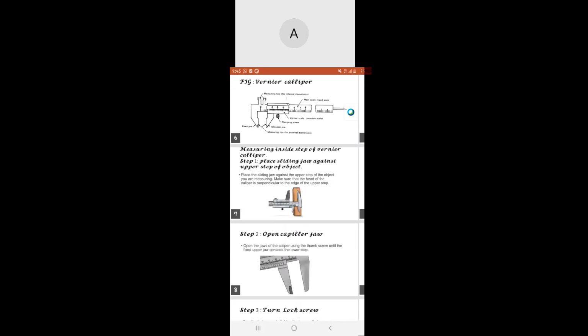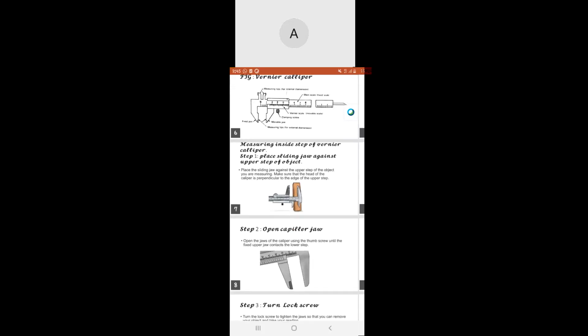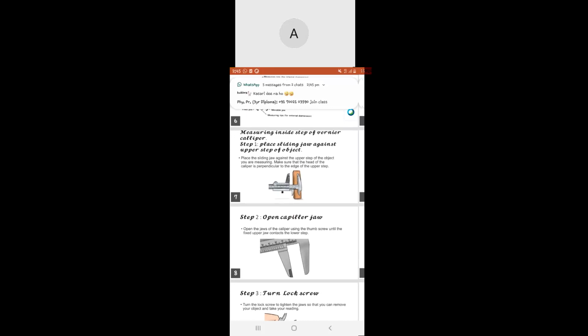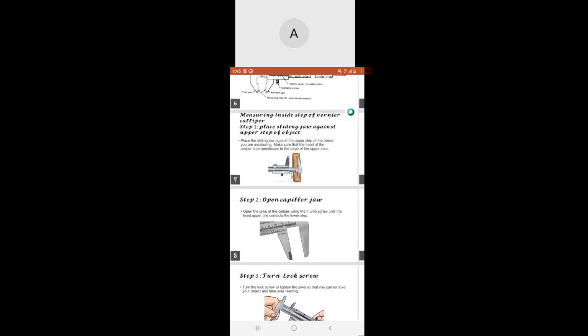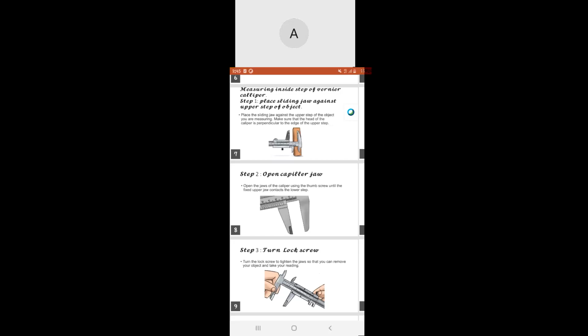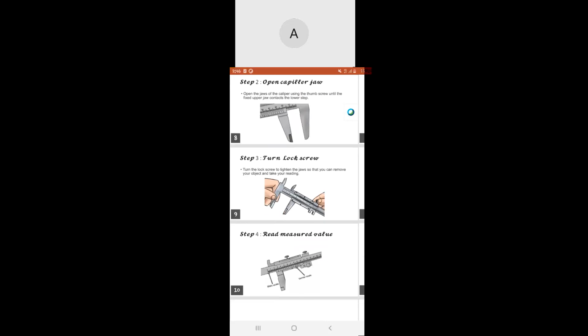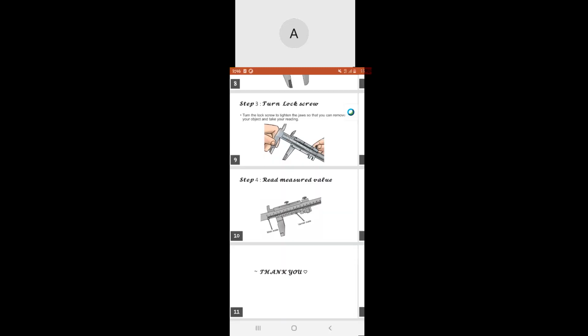Place the sliding jaw against the upper step of the object. We have to place the sliding jaw against the upper step of the object we are measuring. We have to make sure that the head of the caliper is perpendicular to the edge of the upper step. Step 2. Open caliper jaw. We have to open the caliper using the thumb screw until the fixed upper jaw contacts the lower step. Step 3. Turn lock screw. Then we turn the lock screw to tighten the jaw so that we can remove our object and take our readings. And then read the measured value.